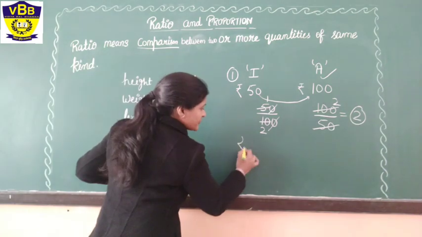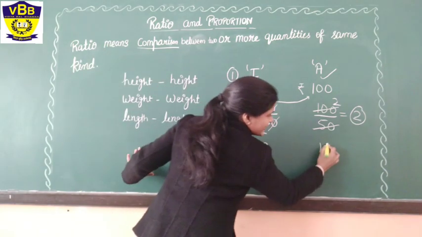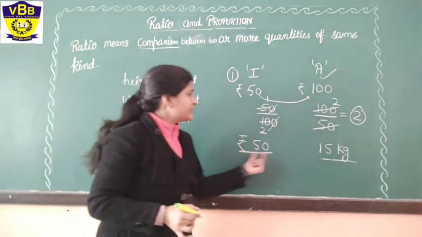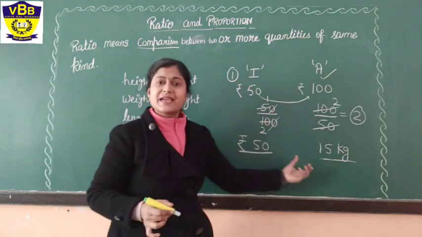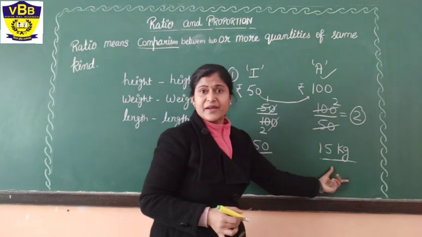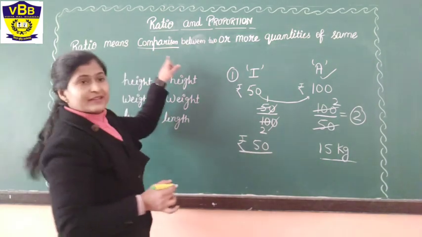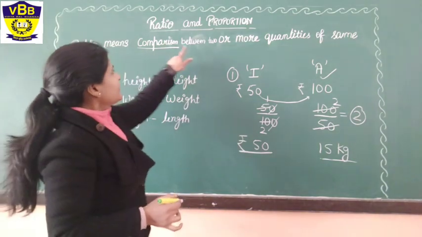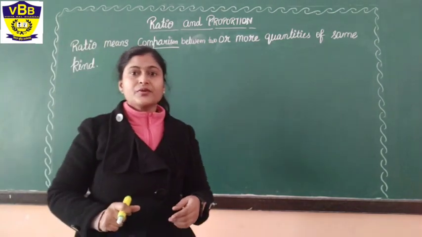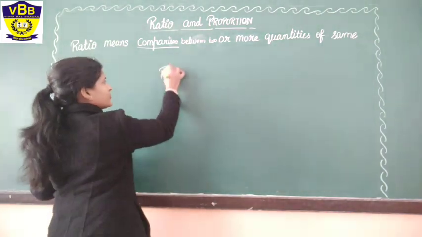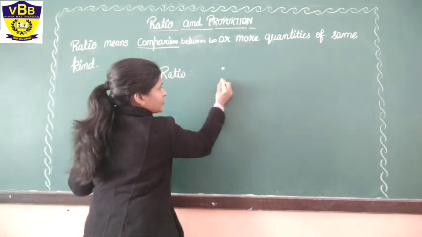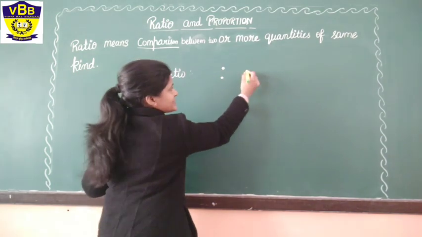But if I am saying 50 rupees compared with 50 kg, we can't compare these two, because their units are not the same. One is in rupees and the other in kg, so we can't compare it. The ratio is always taken by comparing two or more quantities of the same kind. Okay beta? We can represent ratio by two dots, that is called a colon.